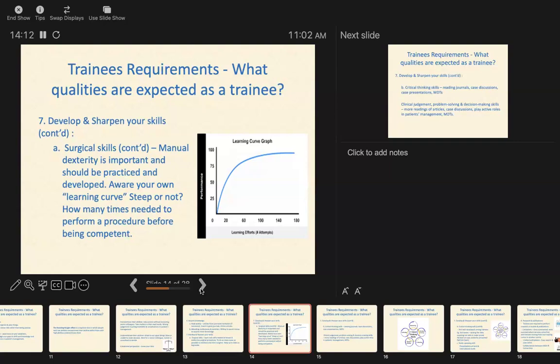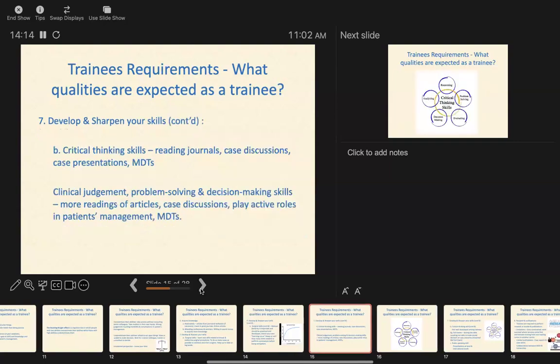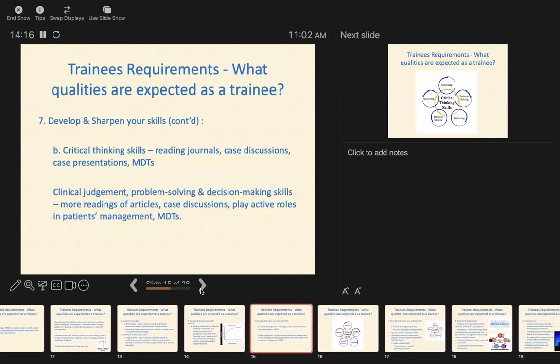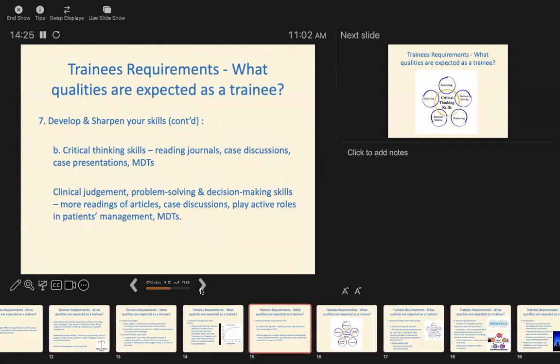And as trainer, of course, you need to monitor your own training, how they perform. Okay, next, critical thinking skills. We can emphasize more again, mentioning that you need to have that good clinical judgment, problem-solving ability, and decision-making skills. And again, by doing more cases, by reading more articles, more case discussion, and play active roles in patient management.